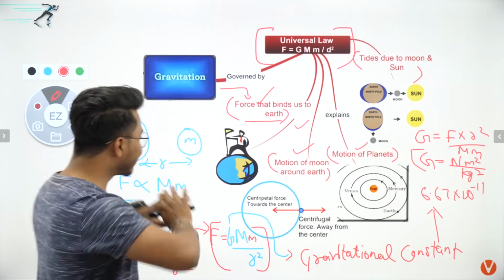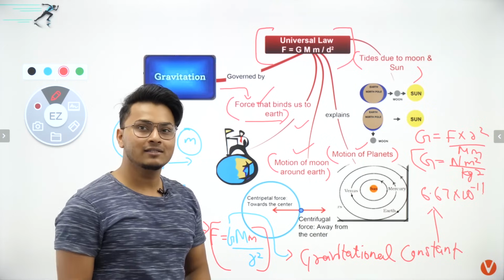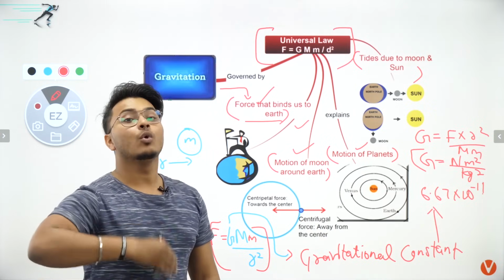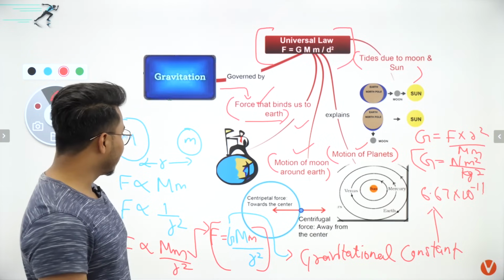Okay? So within just this one slide, I believe you would have got questions from 1 mark to 2 marks to even 3 marks. So I hope all of you understood this. This is pretty easy.